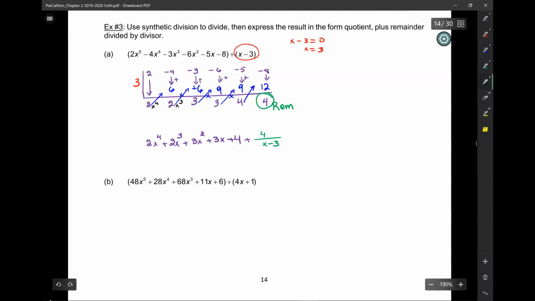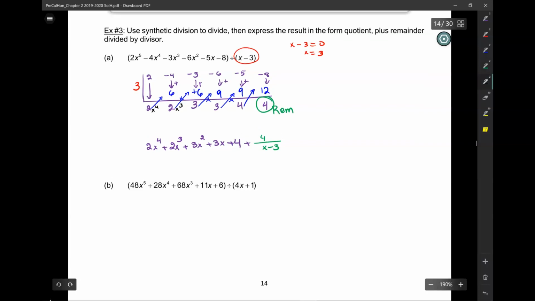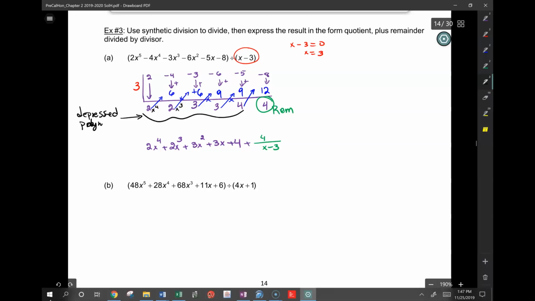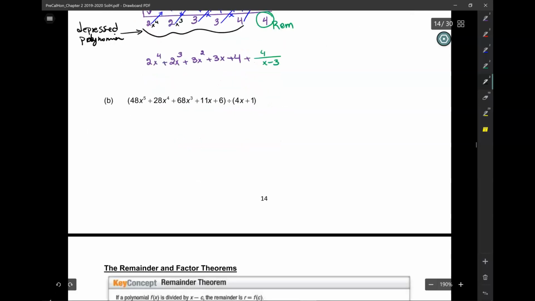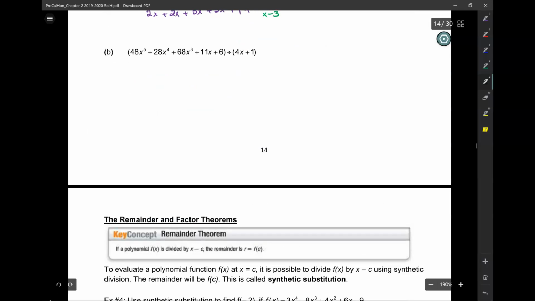Okay? Now, one more terminology. This here, like the polynomial that we get after synthetic division, do you guys know what it's called? That's called the depressed polynomial. Because it literally depresses from the, okay. So that was that. Now, okay, so take a look at this one. We have two problems here. One is we're missing the x squared.